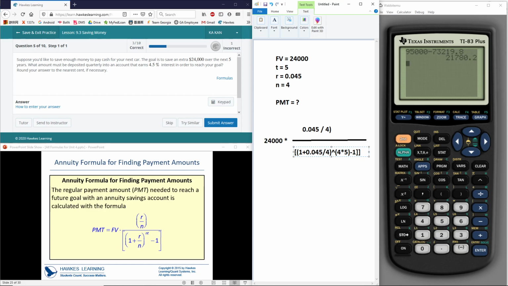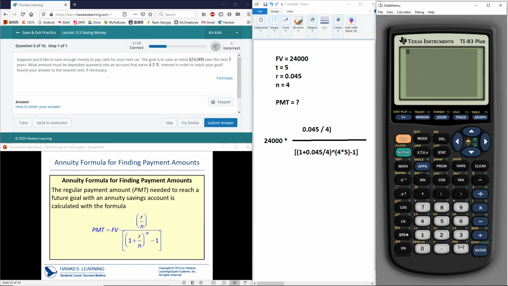It's very similar to the last problem. It's almost like the opposite, right? Because you're looking for the payment this time. So let me be real safe. So I'll put it at the bottom first. The bottom, if I put in the calculator, is 1 plus 0.045 divided by 4, right? Let me go ahead and do the parameters as well.